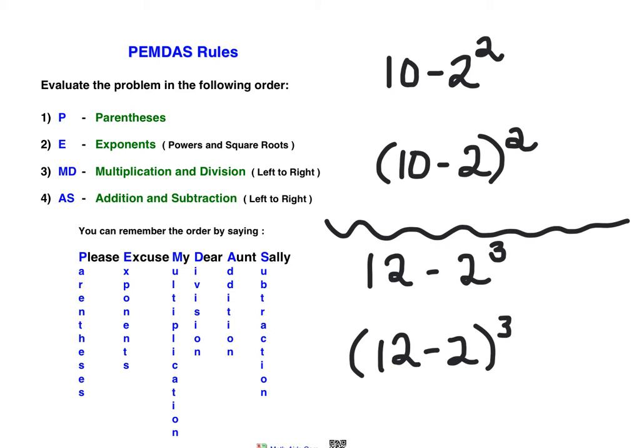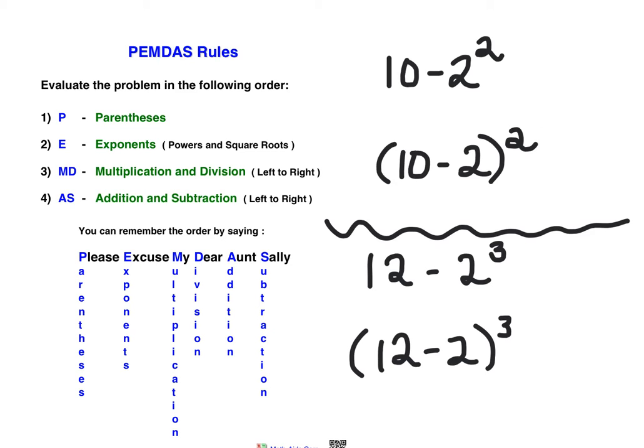Second, we look for exponents. Third, multiplication and division. And those have equal power. So from left to right, whichever one comes first. In other words, if division comes before multiplication, then you can do the division first. If multiplication comes first, you would do that first. They have equal power. And then the same thing with addition and subtraction, either order. Subtraction and then addition, or addition and then subtraction.